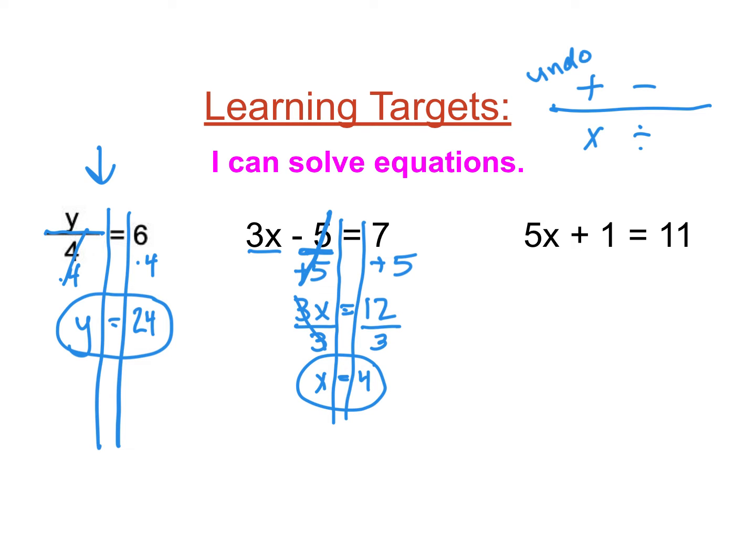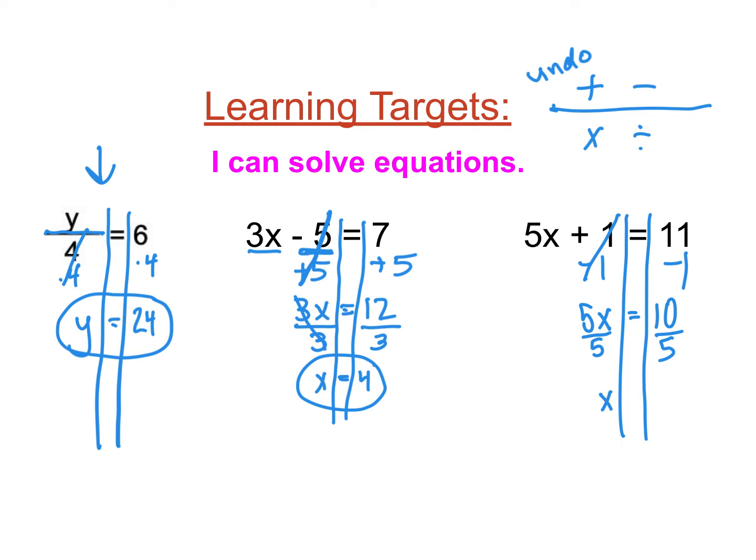And the last one, same thing. I'm going to undo the plus 1 first. Opposite of plus 1 is minus 1. Those cancel out, and I have 5 times x left on the left-hand side. On the right-hand side, I have 10. Divide both sides by 5, and x equals 2.